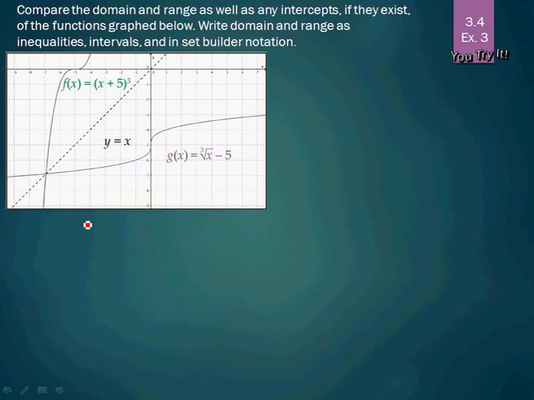Pair the domain and range as well as any intercepts if they exist of the functions graphed below. Write domain and range as inequalities, intervals, and in set builder notation.